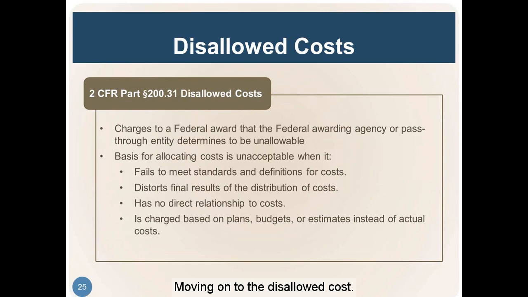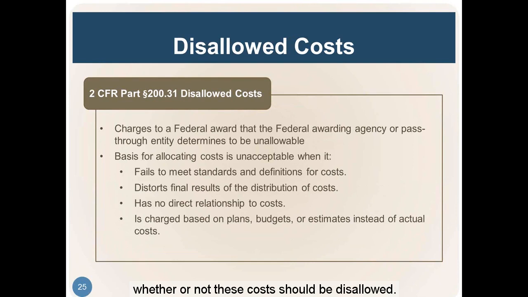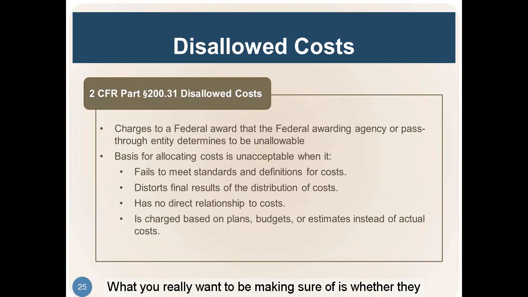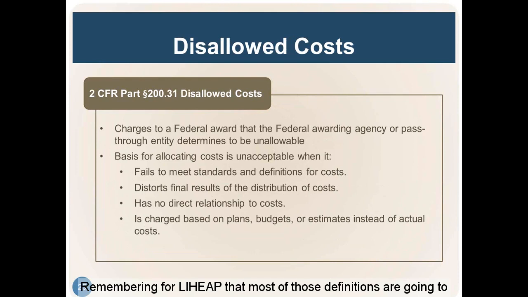Moving on to the disallowed costs. So as a federal agency, or you in your responsibility of reviewing the CAP for the subrecipients, you're going to be determining whether or not these costs should be disallowed. And so what you really want to be making sure of is, again, whether they fail to meet those established standards and definitions. And again, remembering for LIHEAP that most of those definitions are going to come from your own statewide, tribal-wide, territory-wide rules, matching how you'd use your own funds.